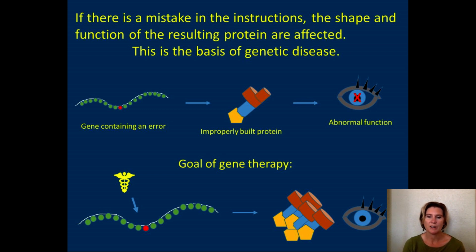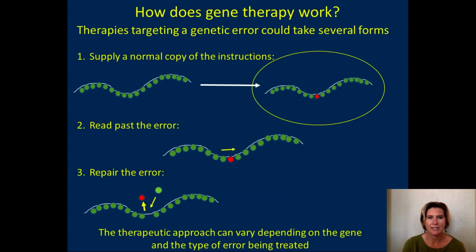So the goal of gene therapy is to try to figure out ways of restoring that normal protein form and function by addressing the problem at its source, which is at the genetic code or is part of the translation process. So how does this work? Basically, there are three main ways that people are working on to try to approach gene therapy.